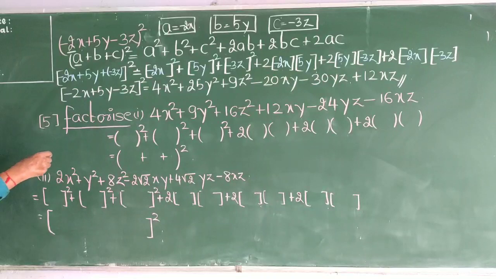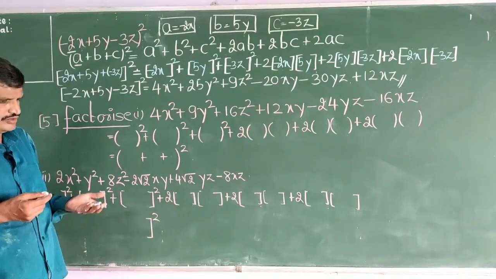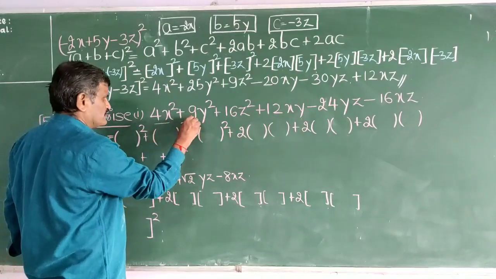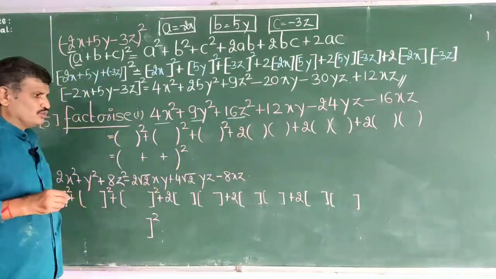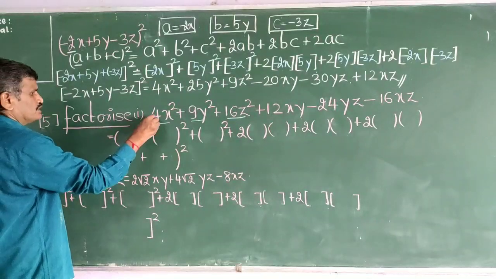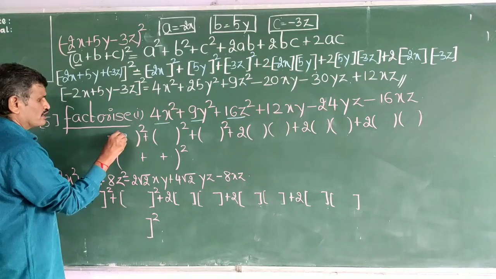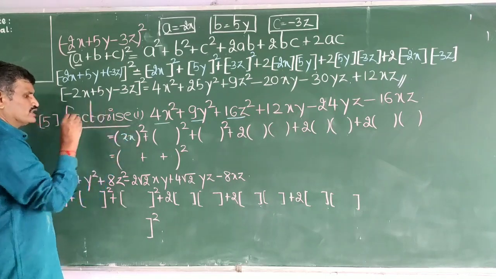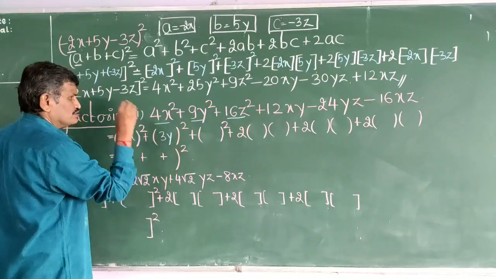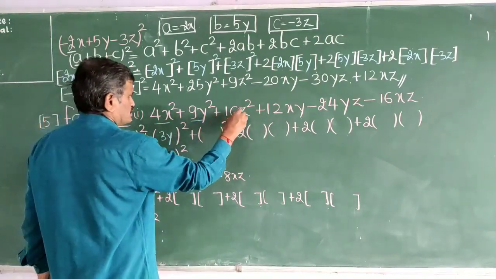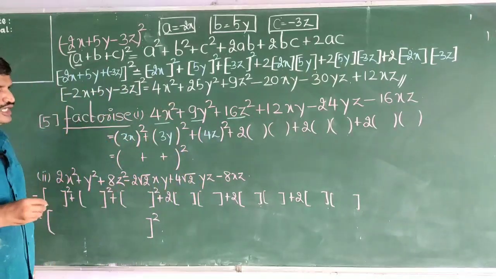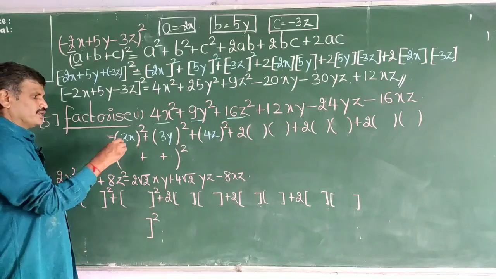Yes, it is simple. How to do it, sir? Very simple. See, just underline these 3 terms. Now you may ask, sir, why are you doing so? I will tell you the reason. The reason is, this 4 can be written as 2x whole square, 9 can be written as 3y whole square, 16z square can be written as 4z whole square. I hope you can understand it very simply.